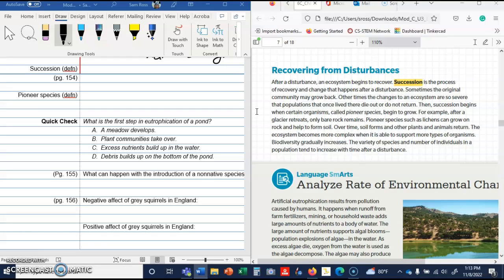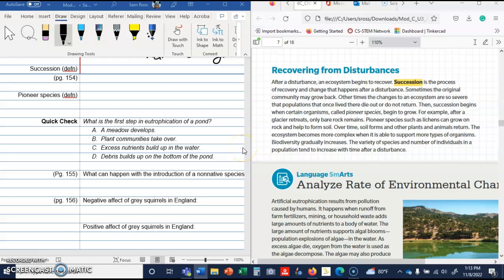And if we read a little bit further, succession begins when certain organisms called pioneer species begin to grow. So pioneer species are the very first organisms to grow after a disturbance.